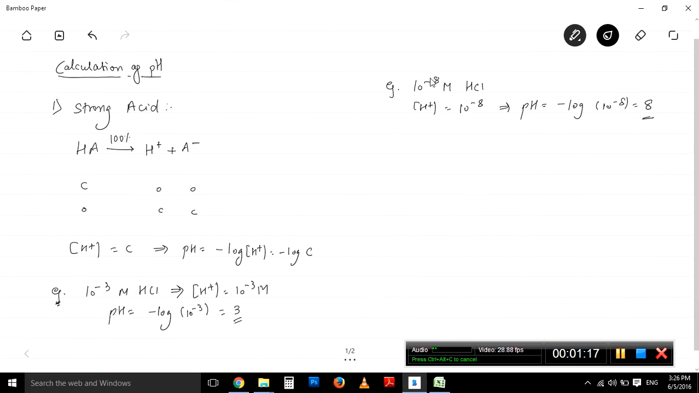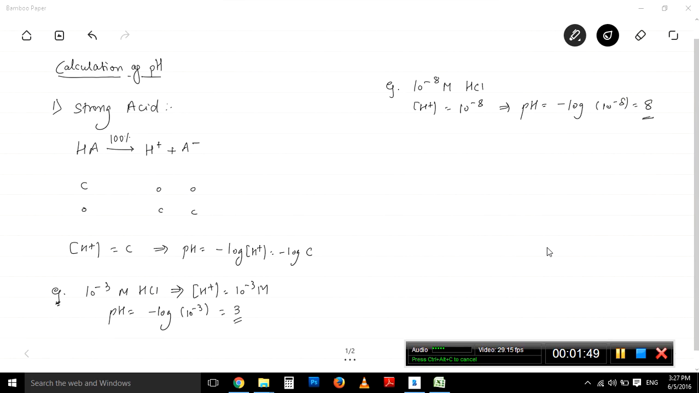Now suppose you have been given 10^-8 molar HCl. Then continuing the same logic will give you H+ equal to 10^-8, and pH will be negative log of that, so that comes out to be 8. Now there is some problem in this particular case. Just try to pause the video at this point and figure out what is the mistake and what are we exactly missing.